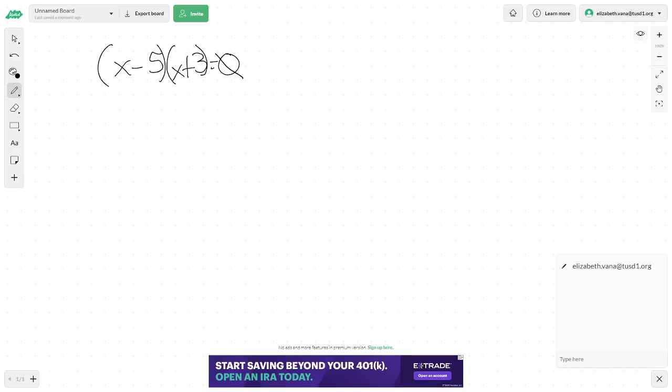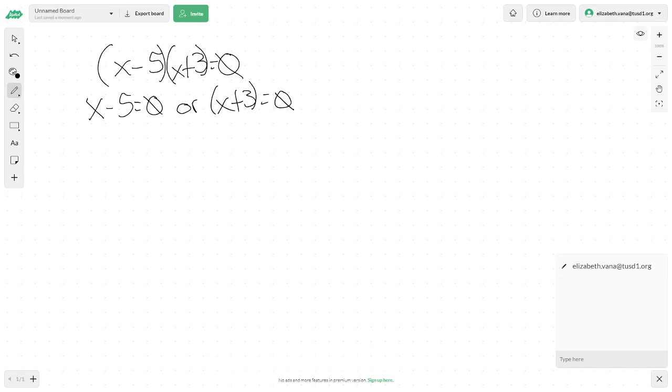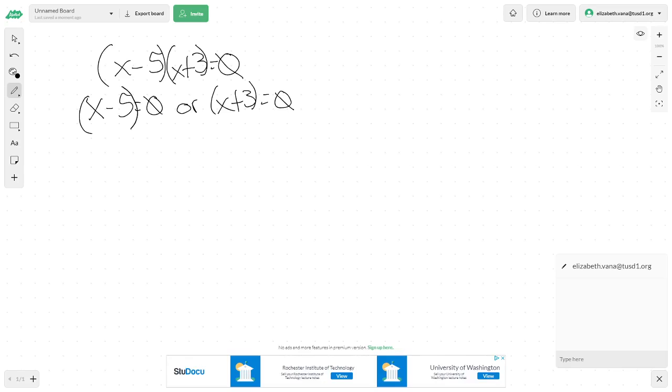So what if we had this problem? (x minus 5) times (x plus 3) equals 0. So in order for that to be true, then either x minus 5 has to be 0, or x plus 3 has to equal 0. One or both of these have to be true in order for this to equal 0. So we can solve each problem separately.